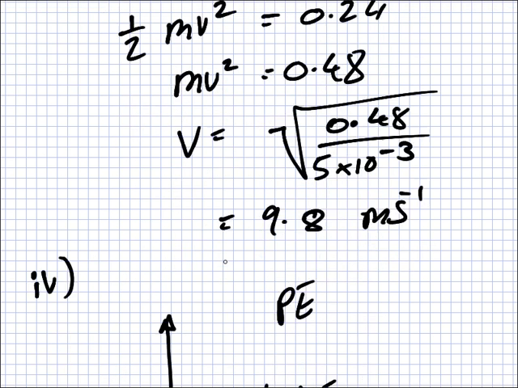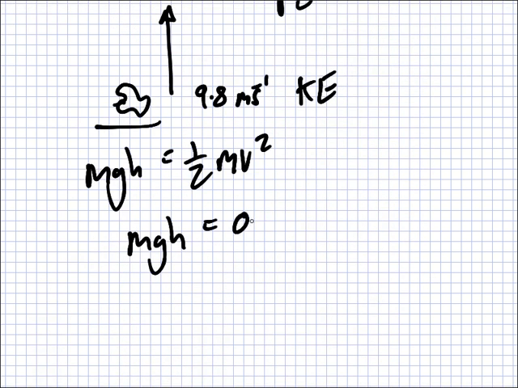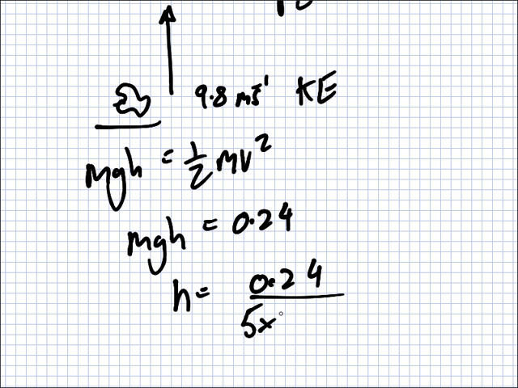mgh equals 0.24. So h equals 0.24 over mg. We did mg before. The weight. What is it? 0.005 times 9.8.